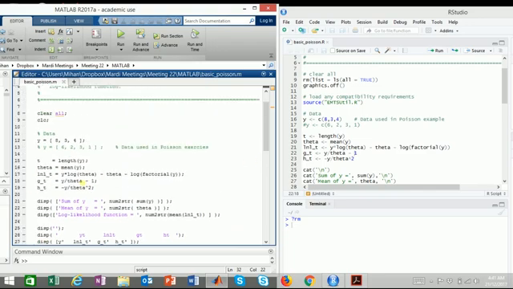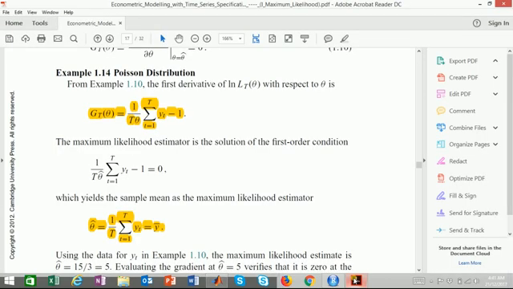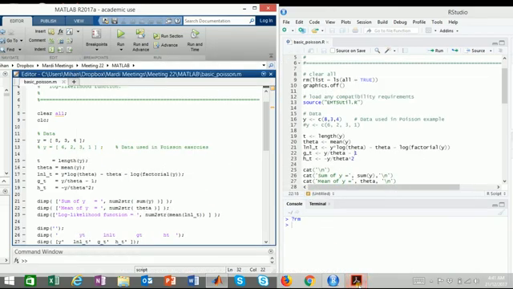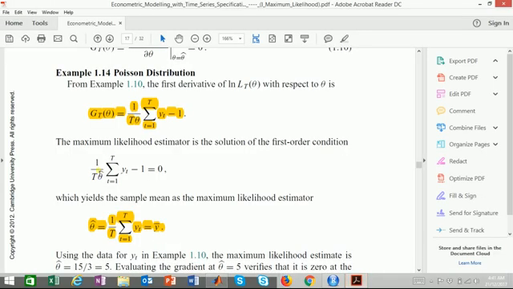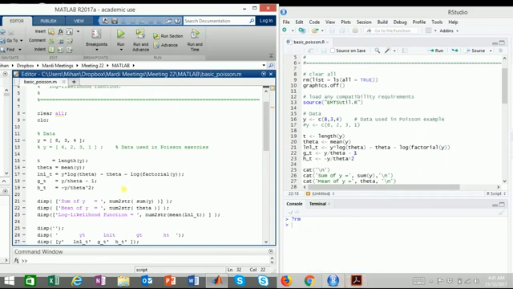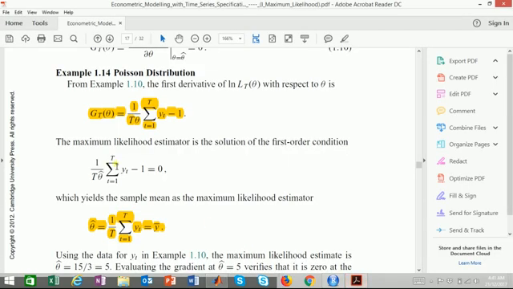Theta equals the mean of y divided by theta. Y divided by theta. The mean is already included, minus 1. And minus y divided by theta square is the Hessian.